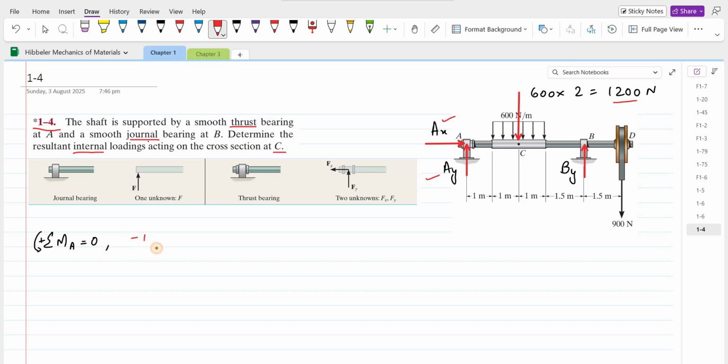So we have negative 1200, and the moment arm is 1 plus 1, 2 meters. This support reaction BY is trying to rotate the shaft in anticlockwise direction about the point A. So the moment produced by this support reaction BY will be taken as positive. So we have positive BY, and the moment arm is 1 plus 1 plus 1 plus 1.5, so 4.5 meters.